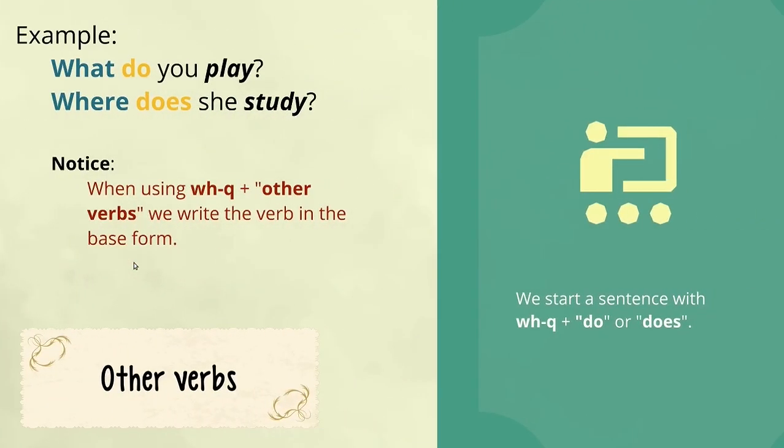Let's move to the other verbs, and they differ from the be verbs. Okay, they are actually two. They are do and does, okay? And there are two examples. What do you play and where does she study? And focus, this grammar is kind of difficult for you because, well, we start with a WH word, then we add do, okay? Then let's look at the verb in here. This one is a verb and this one is a verb, okay? This one is called other verb, one of the other verbs, and this one is called a verb, okay?